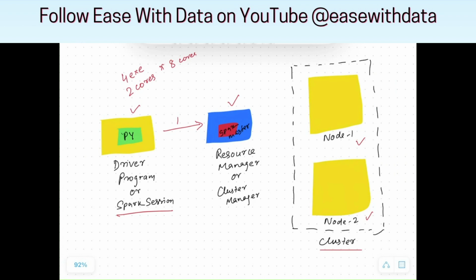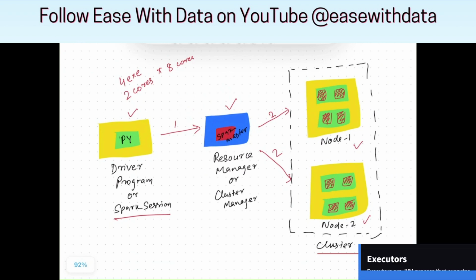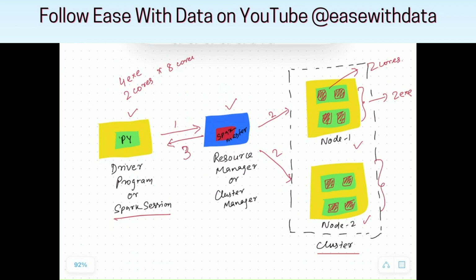Now the resource manager will contact its cluster and create the required executors. For each worker node, it created 2 executors, and for each executor, it created 2 cores. Once this resource is allocated on both the worker nodes, the resource manager will get back to Spark with the required information. Once this information is supplied, the driver program will start connecting with the executors to execute the code.